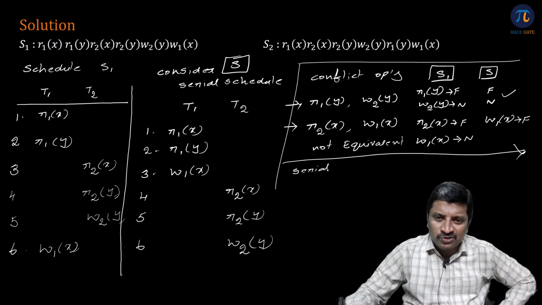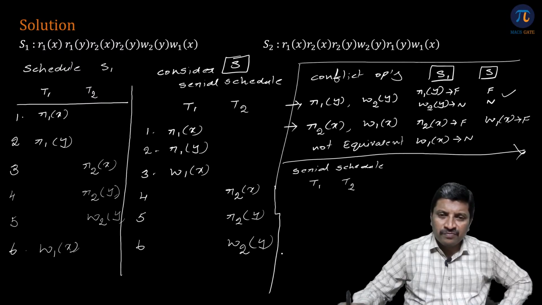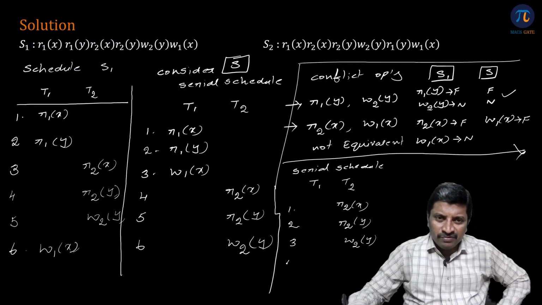What is another possible serial schedule? Since I have only two transactions, let me write the operations of here. R2 of X, second one is R2 of Y, the other one is W2 of Y. Fourth one is, let me write the operations of T1, R1 of X, R1 of Y. Sixth one, W1 of X.